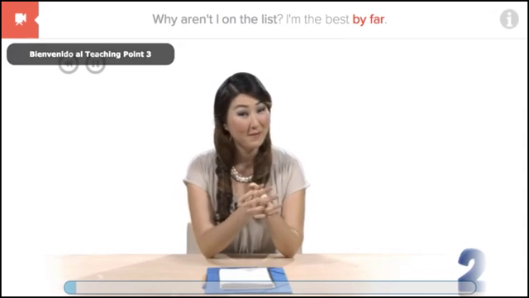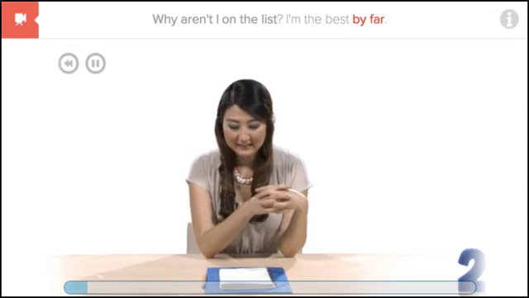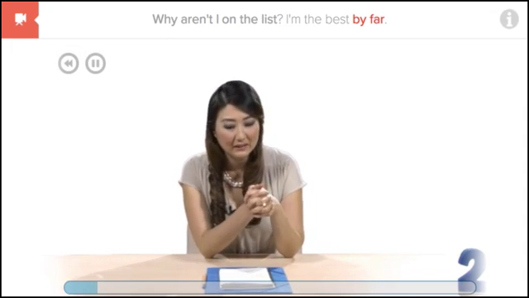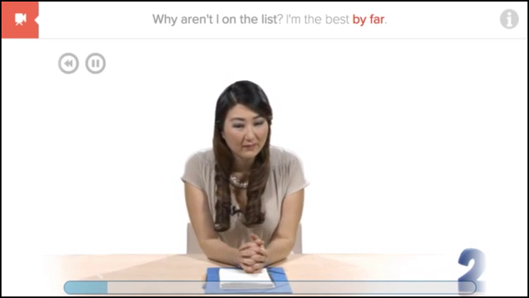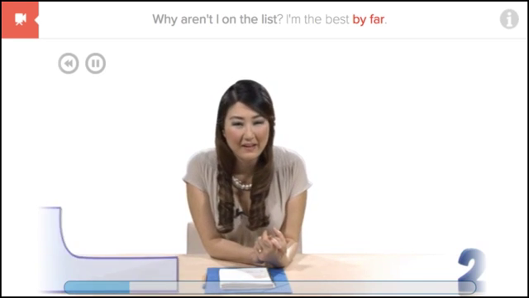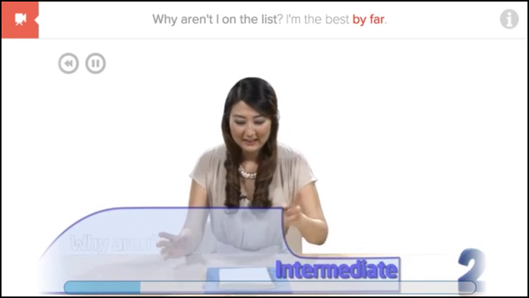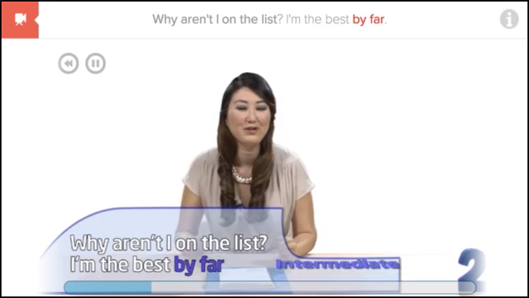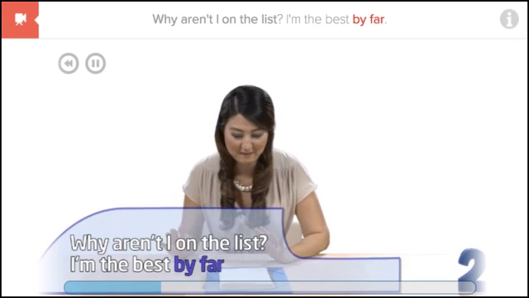Okay, bien, ya llegamos a la última parte. So let's repeat the sentence. Why aren't I on the list? I'm the best by far. ¿Por qué no estoy en la lista? Yo soy la mejor con mucha diferencia. So the last part es una frase, I'm the best by far. Yo soy la mejor con mucha diferencia.